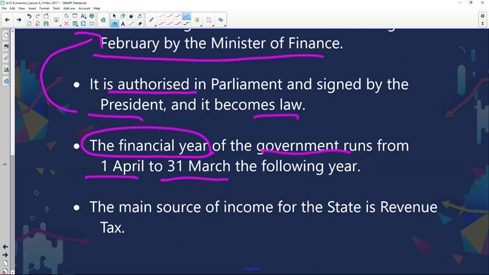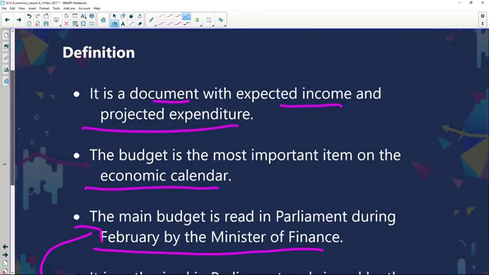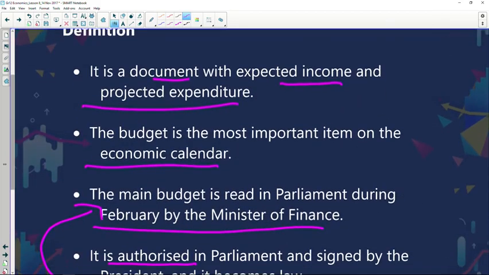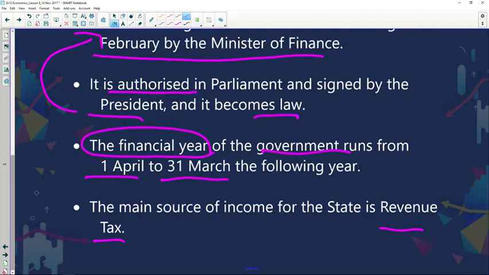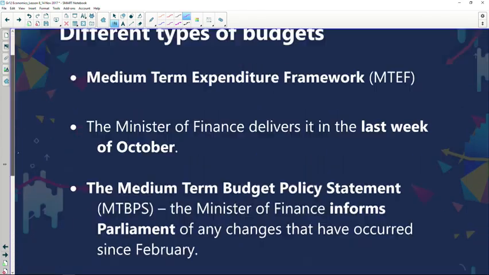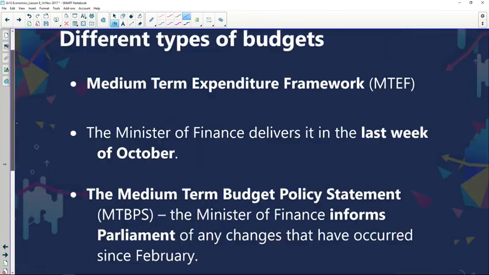The main source of income for the state is revenue tax. We mentioned earlier, when we were discussing the progressive tax system, that the government uses the money it generates from collecting revenue tax to offer public services, but also to further develop the infrastructure. And we know that SARS is a very efficient department when it comes to collecting tax. So you can't really dodge the taxman, because he will find you. So do the right thing and pay your tax.